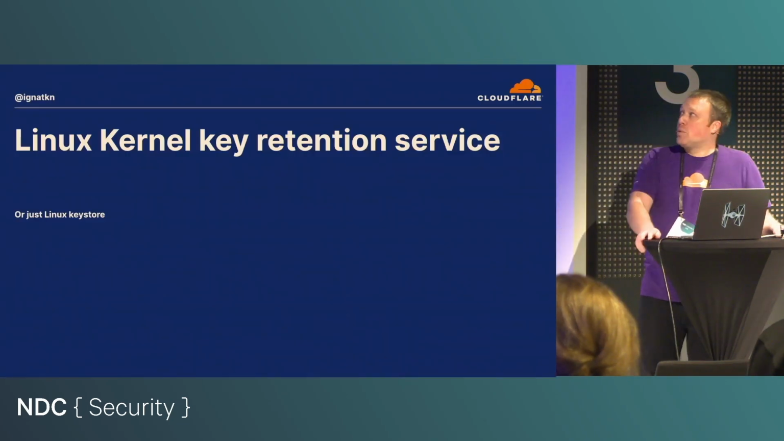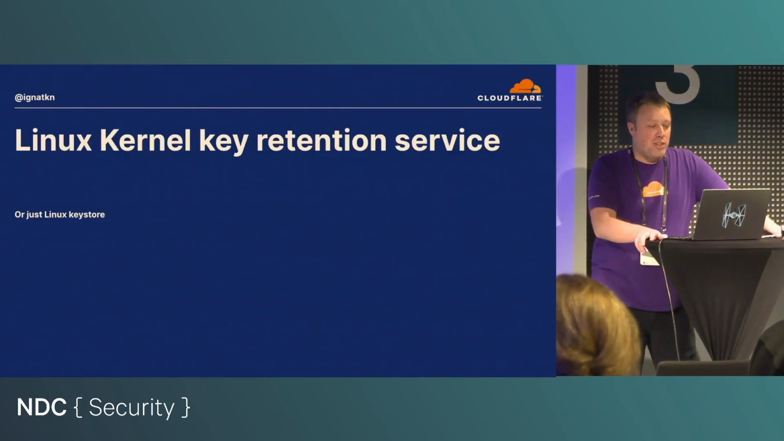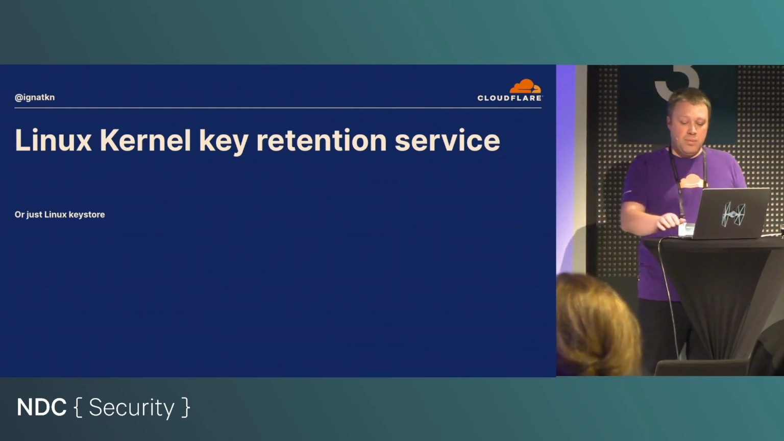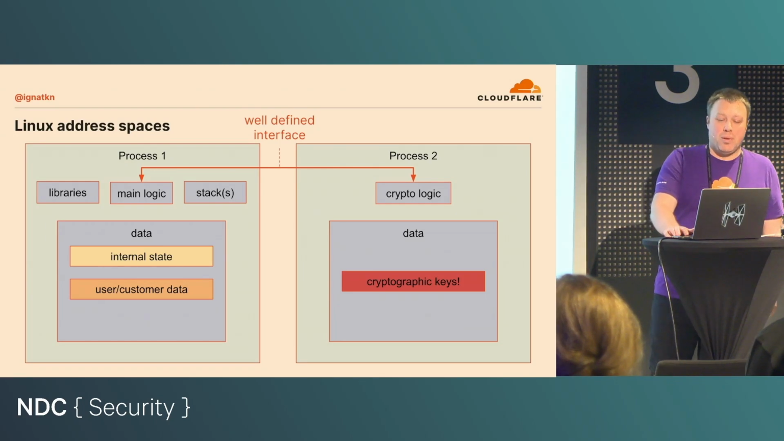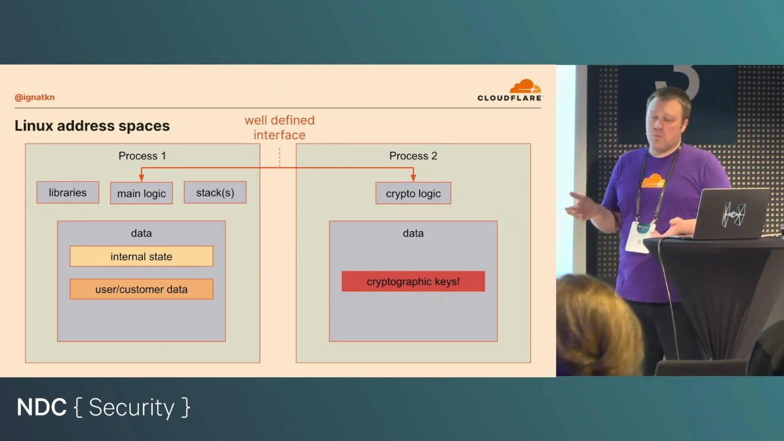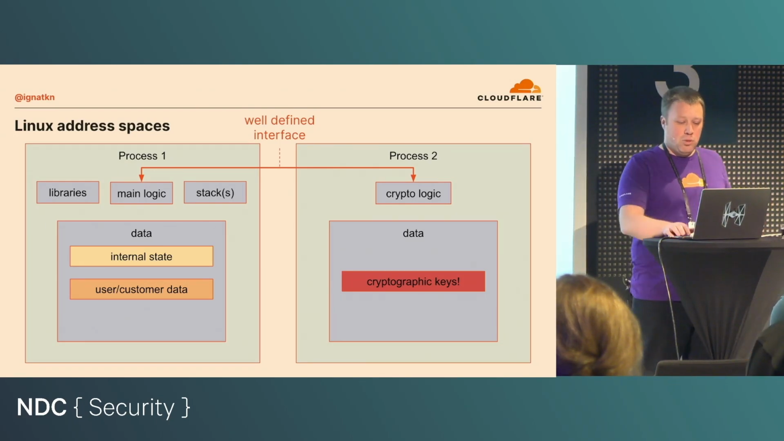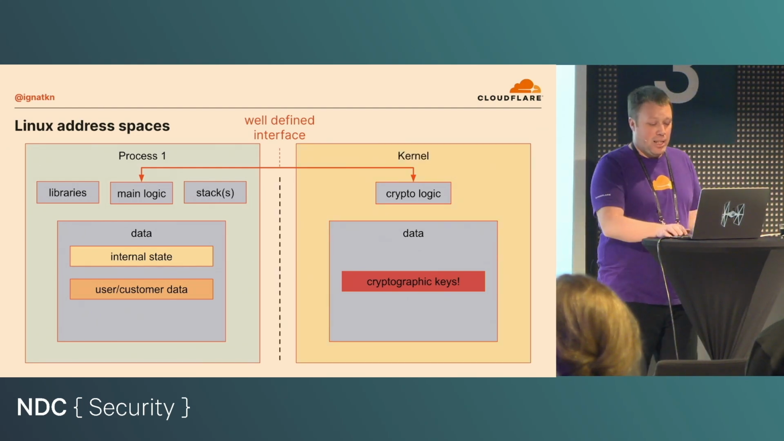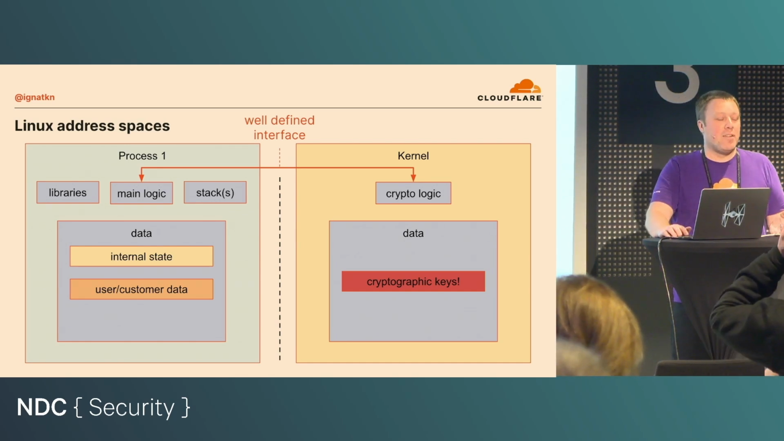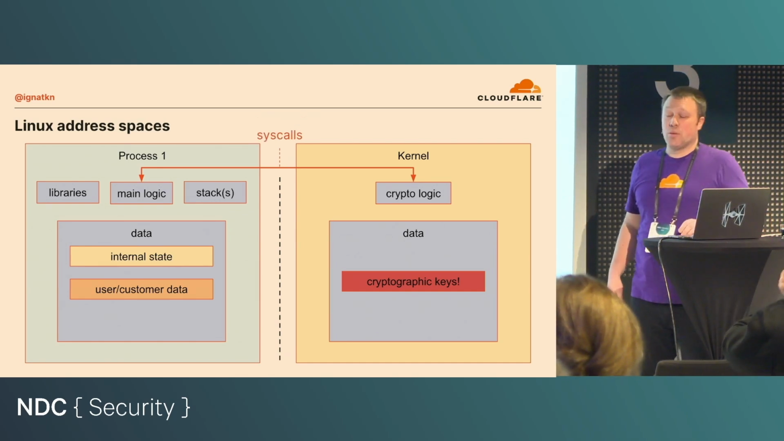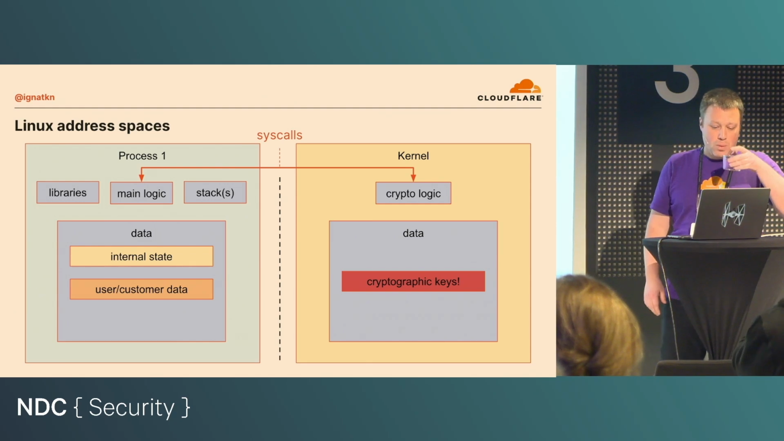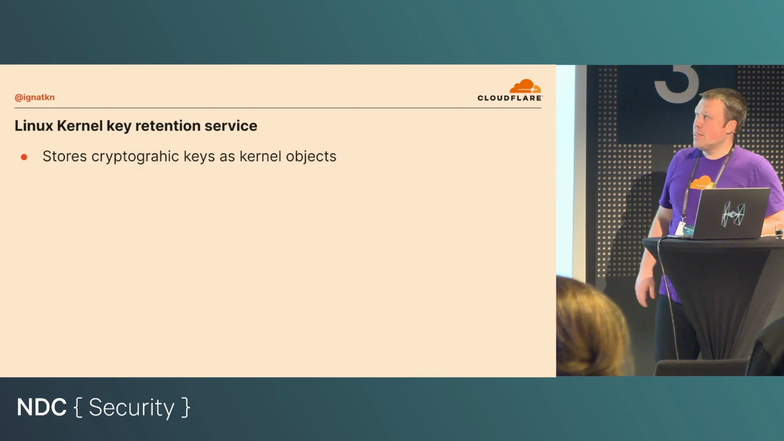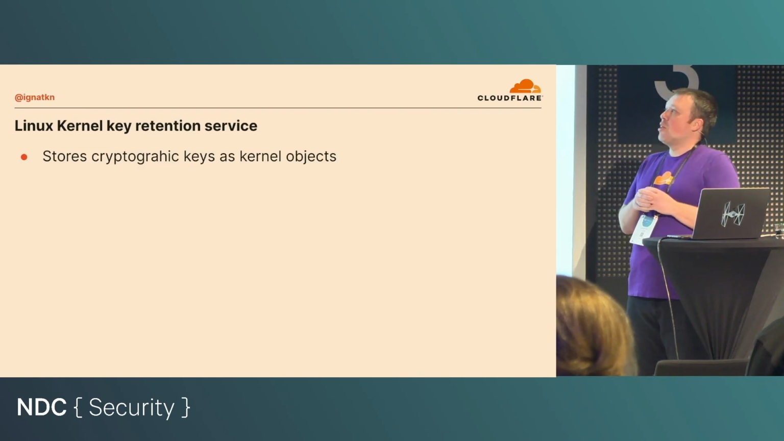This is where we come to the Linux kernel key retention service, or in simple terms, you can call it just a Linux key store. And the concept is quite simple, actually. So we go back to our agent model, but instead, what we do is we replace the agent process with the Linux kernel. And we already have the well-defined interface in place, called system calls. So this is exactly what the Linux kernel key retention service does.